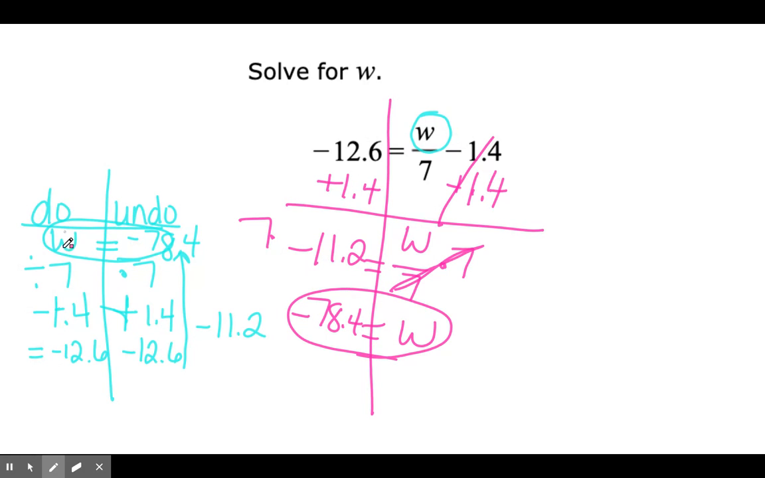So again, doing it in the order for order of operations, undoing it using the inverse or the opposite operation.